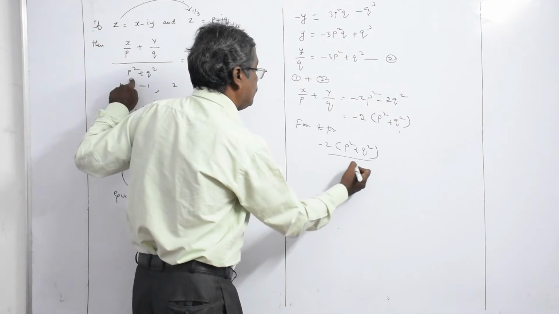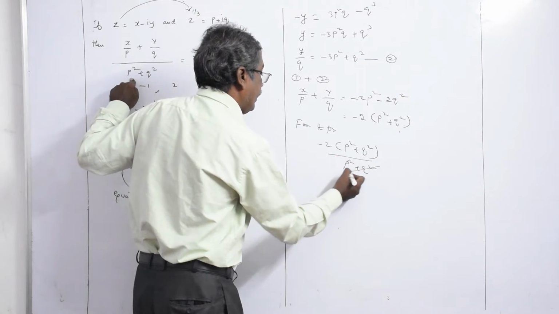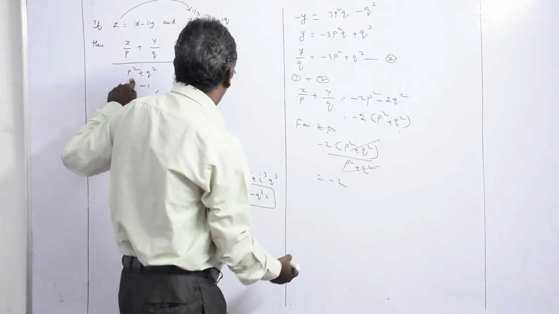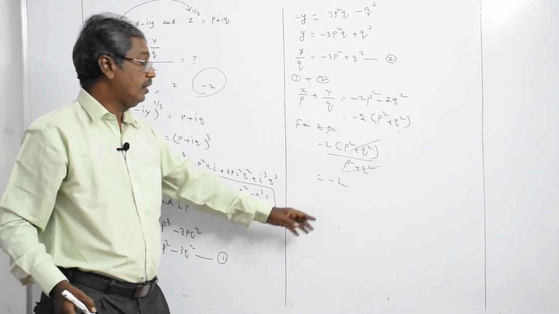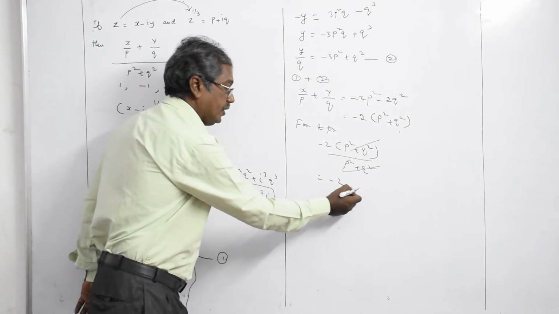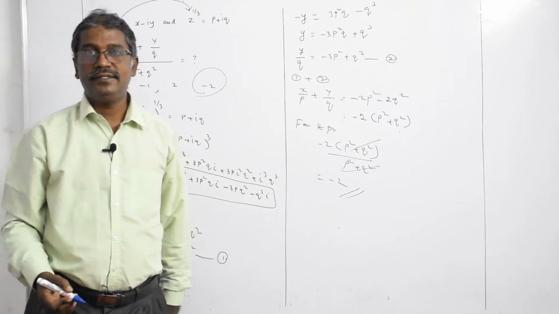There already one more p square plus q square. Get cancelled. This will give you minus 2, and option here found out this much. So the fourth option is our final option, right? This is the easy way to find out the answer.